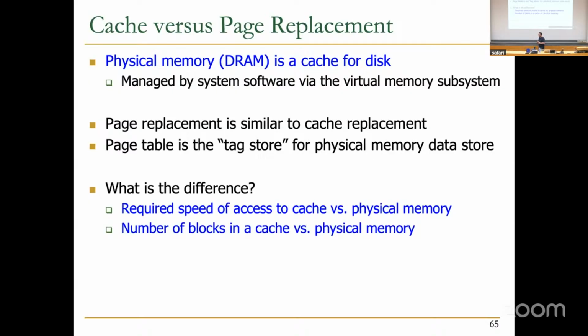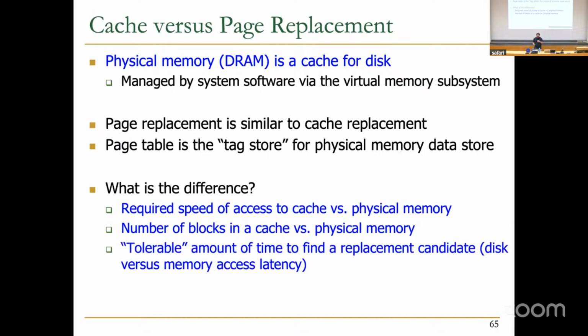Second, the number of blocks. The L1 cache has, let's say, a 32, 64 kilobyte size, which means it has a lot fewer blocks compared to the physical memory, which stores, let's say, 2, 4, 16 gigabytes of data. We also have a tolerable amount of time to find the replacement candidate. Fetching the data from the disk can happen in microseconds. Fetching data from the cache can happen in nanoseconds. So we don't have the same slack in time to make the eviction decision in these two scenarios. If I fetch my data from the disk and it takes, let's say, 1, 2 microseconds, then I have time to make an intelligent decision of which data I would evict from my physical memory.